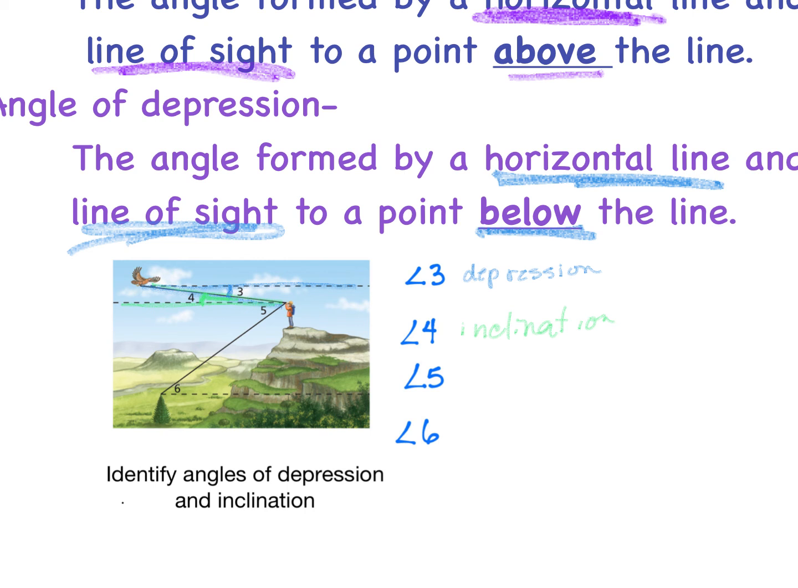And then we have this angle here, the angle 5. That's the man looking down at the top of that tree. So this, number 5, is an angle of depression.